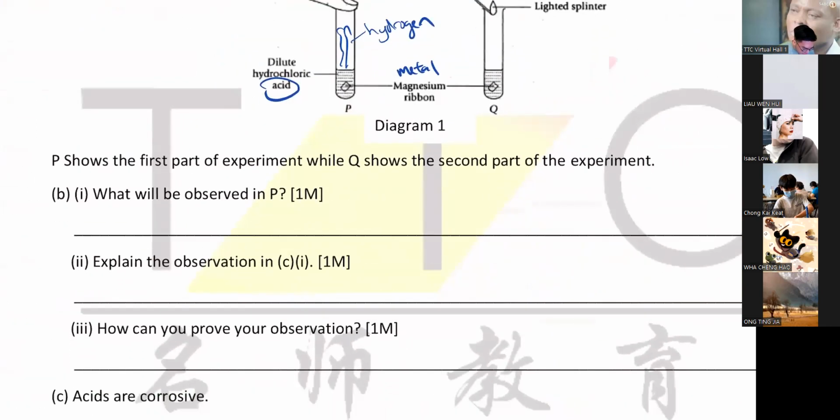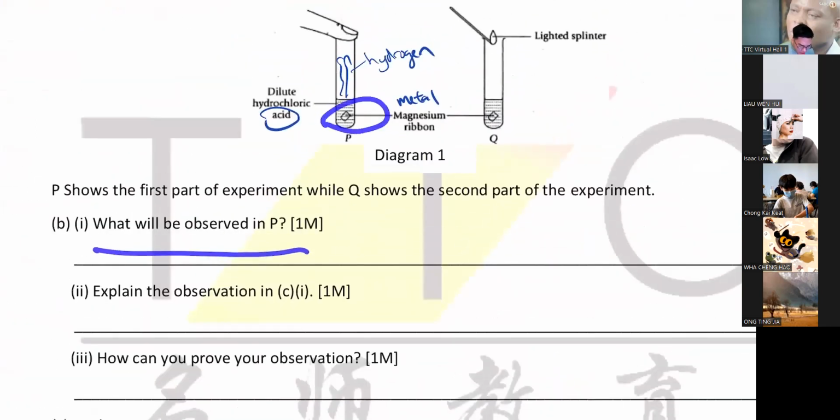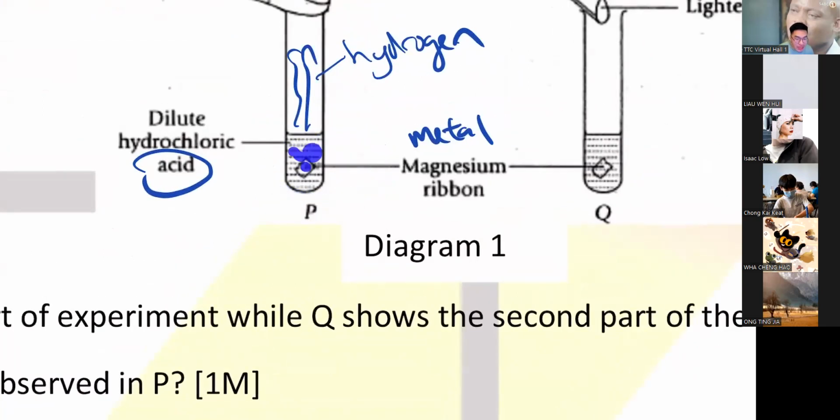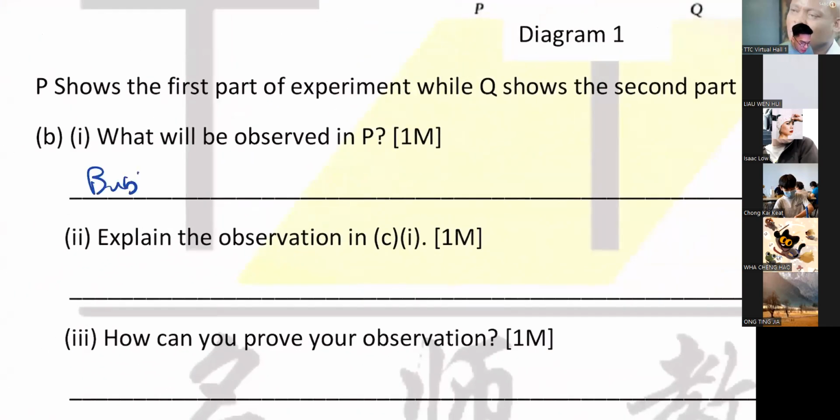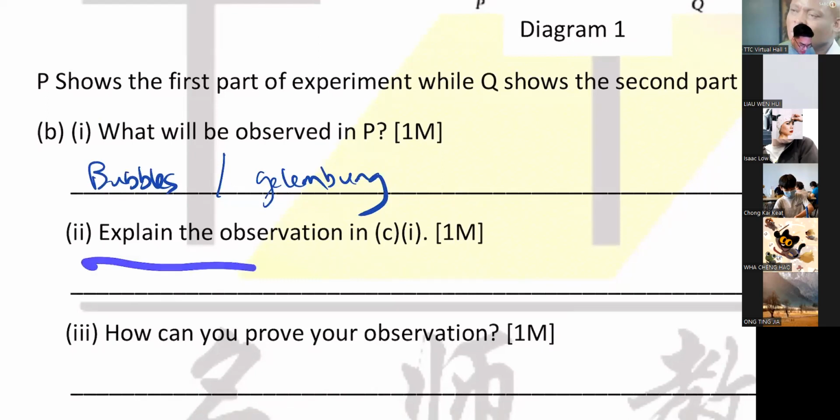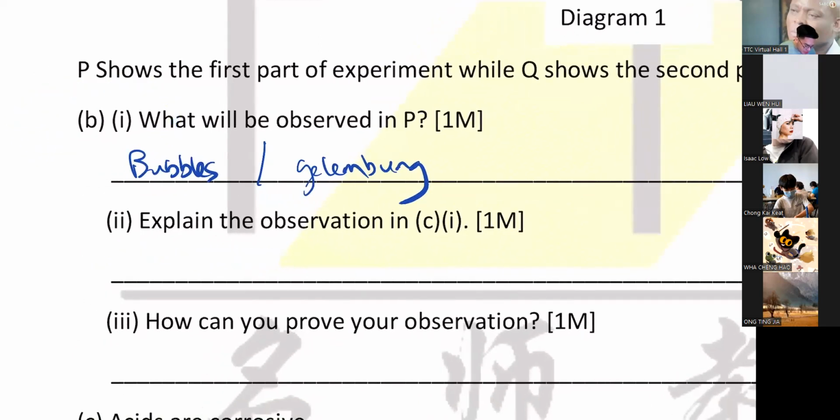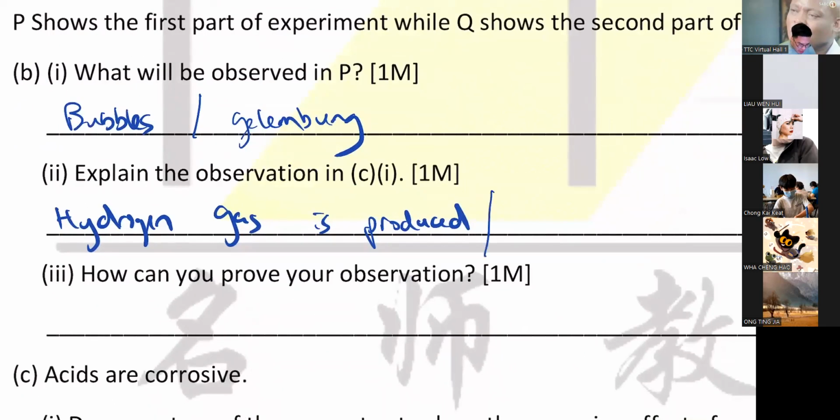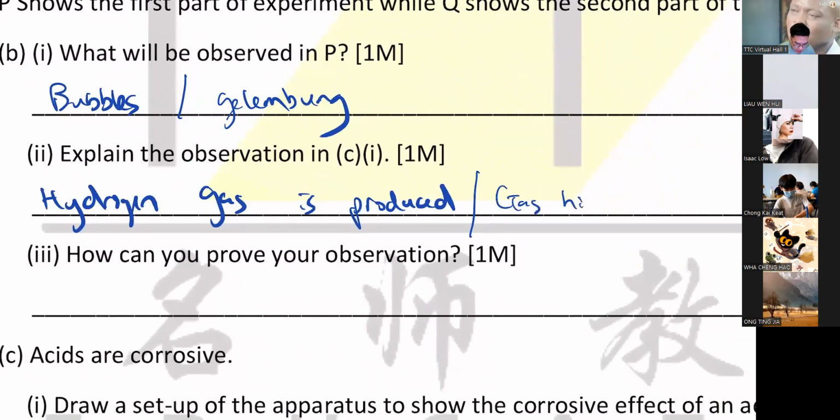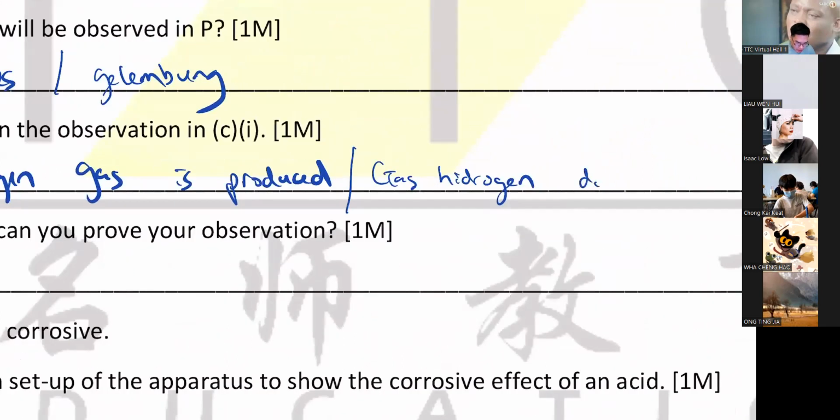Anyway, what will be observed in T? When you see gas coming out in liquid, what do you see? Well, obviously, you will see bubbles, gelembung. I mean, it's an oxymoron question. So explain the observation in C1. So why are there bubbles? Because hydrogen gas is produced. My handwriting is horrible today. So gas, hydrogen dihasilkan.